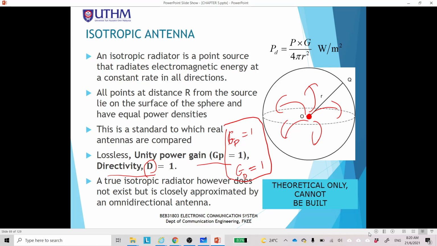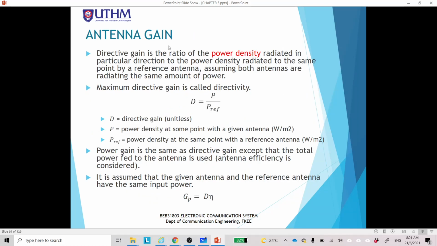the original signals back. Okay, so when we learn about antenna, there's one antenna that we call a reference antenna. Antenna yang menjadi reference atau perbandingan. The reference antenna is a theoretical antenna, so we also call it an isotropic antenna or isotropic radiator. Juga dipanggil sebagai isotropic radiator.